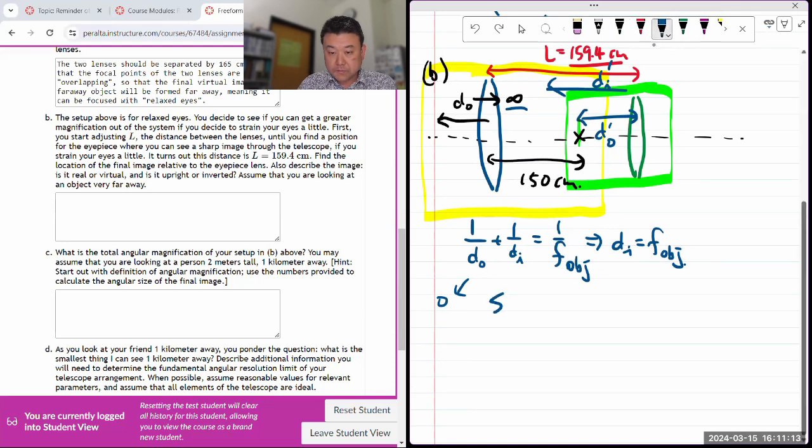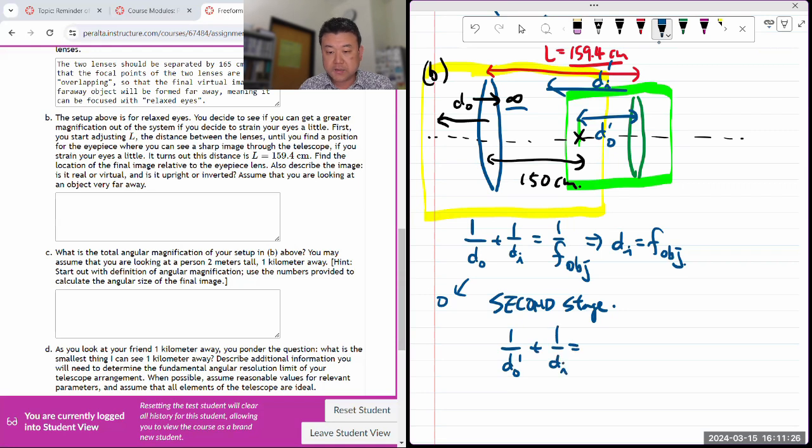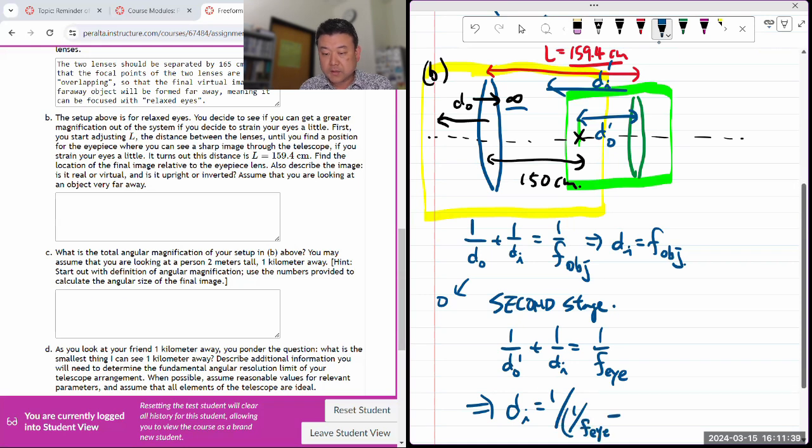So second stage, we are saying 1 over DO prime, whose number will work out from the numbers given, plus 1 over DI is equal to 1 over the focal length of the eyepiece. So solving this for DI should be 1 over the focal length of the eyepiece minus 1 over DO prime. So I should figure out DO prime. From the numbers given, DO prime is 9.4 centimeters.